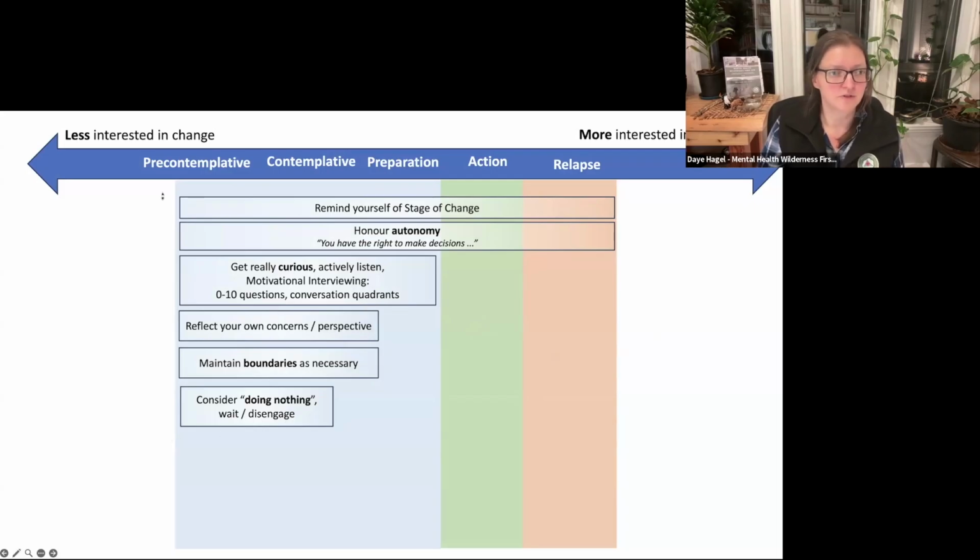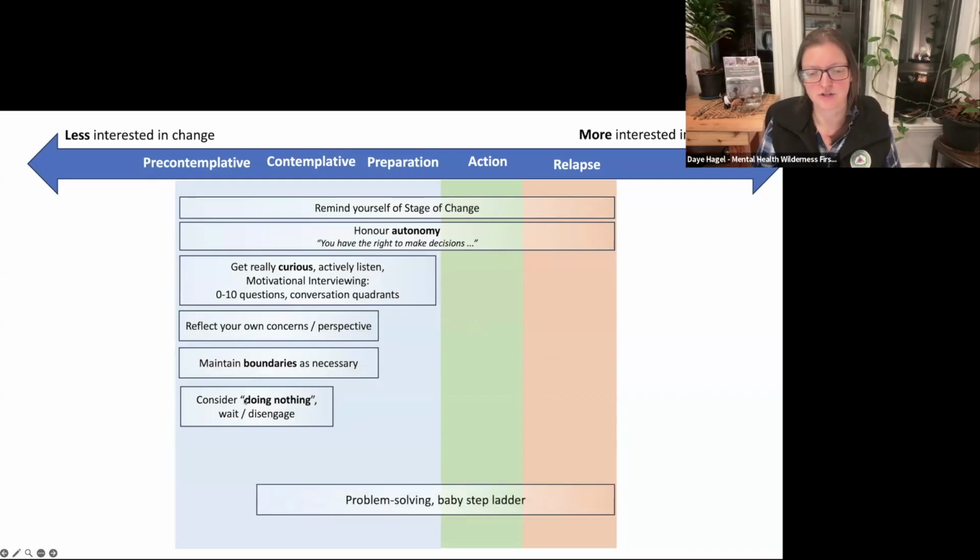So we talked a bit about when people don't want our help, right? Waiting or disengaging versus setting boundaries, getting really curious. Getting curious is good for all kinds of things. I will say when people start to be interested in change, and certainly the more interested they get in change, now's a good time for problem solving, right? It's really not that effective to jump into problem solving with someone who's truly pre-contemplative. What it tends to do is put a bit of a rift in the relationship, and that can be challenging. My old supervisor used to say, if you don't start where the person's at, it's hard to take them anywhere.